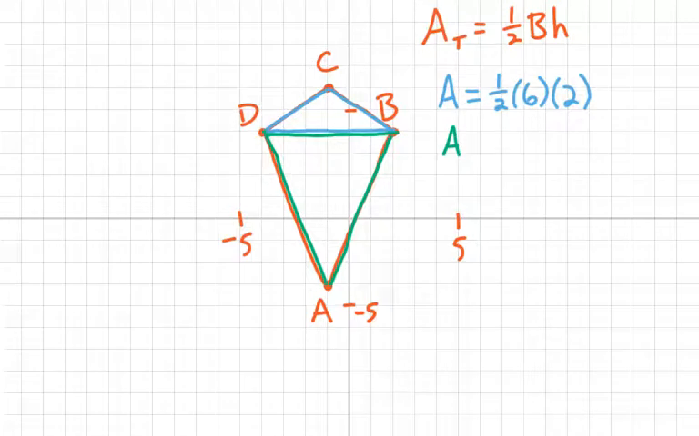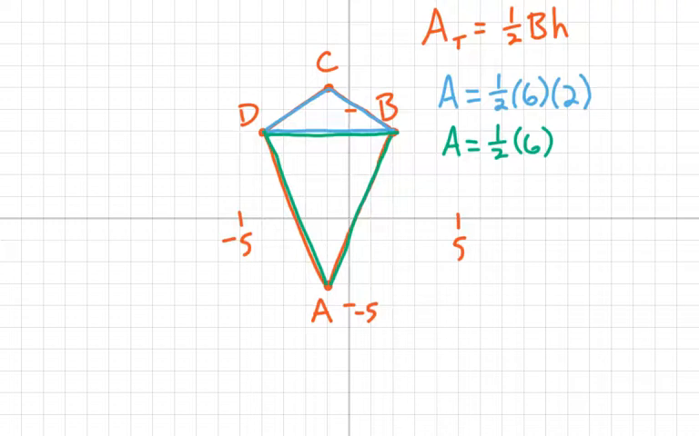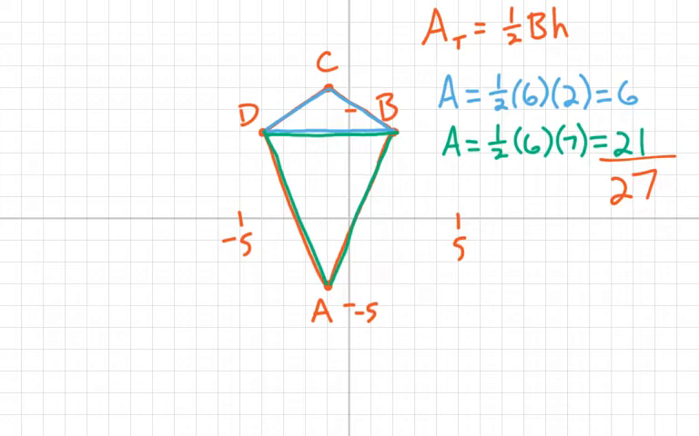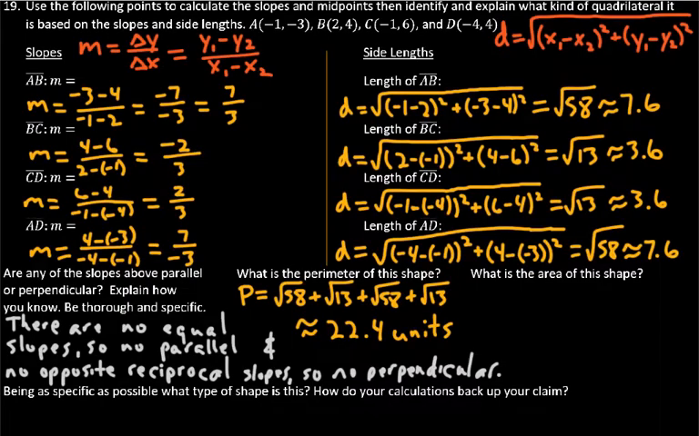And for the green triangle, the area is 1/2 times the base, again 6 units, and the height, 1, 2, 3, 4, 5, 6, 7 units. And so for the blue triangle, 1/2 times 6 is 3, times 2 is 6. And for the green triangle, 1/2 times 6 is 3, times 7 is 21. Adding those together, we get 27 square units. So we can answer this, 27 square units.